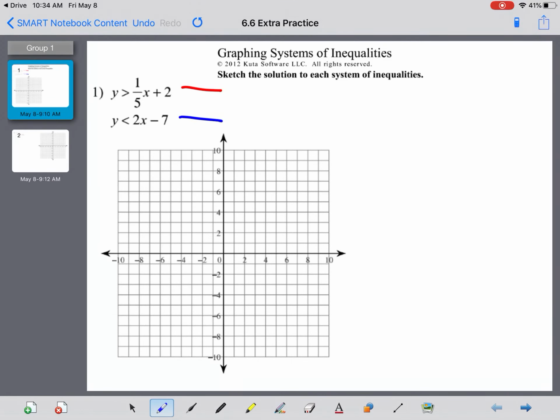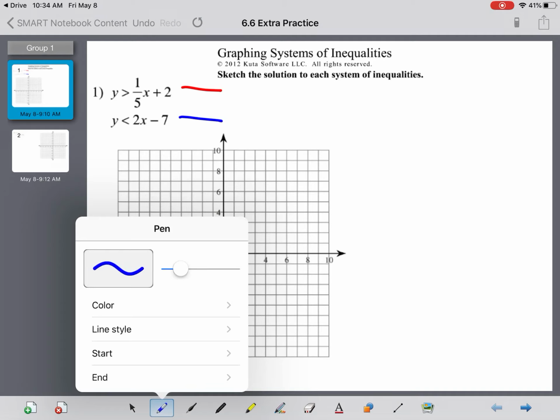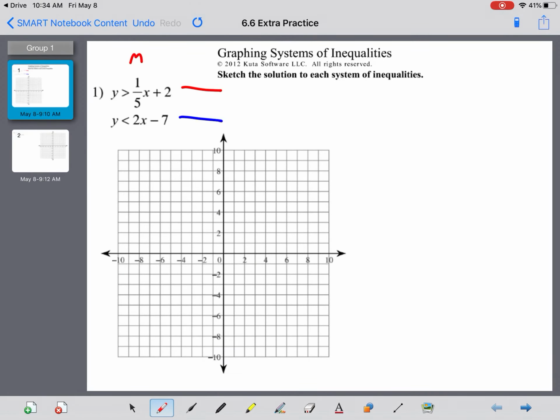So I'm going to do one in red, do one in blue. Remember, we always have those m and b values, our slope, and our y-intercept, which tell us where to start and what the rise over the run is for the given inequality. So for our red inequality, y is greater than 1/5 x plus 2, I'm going to start at positive 2. My slope tells me to go up 1, to the right 5.